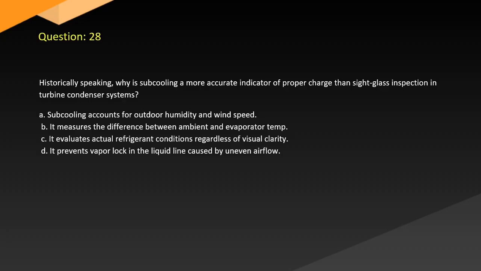Question 28. Why is subcooling a more accurate indicator of proper charge than sight glass inspection in turbine condenser systems? A. Subcooling accounts for outdoor humidity and wind speed. B. It measures the difference between ambient and evaporator temp. C. It evaluates actual refrigerant conditions regardless of visual clarity. D. It prevents vapor lock in the liquid line caused by uneven airflow.